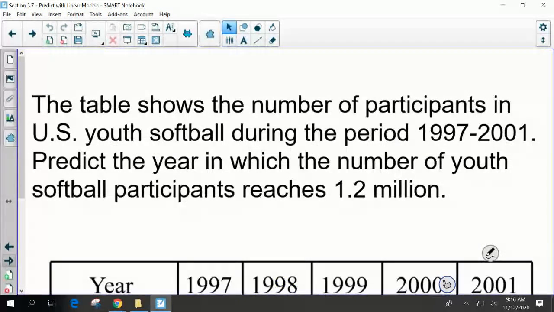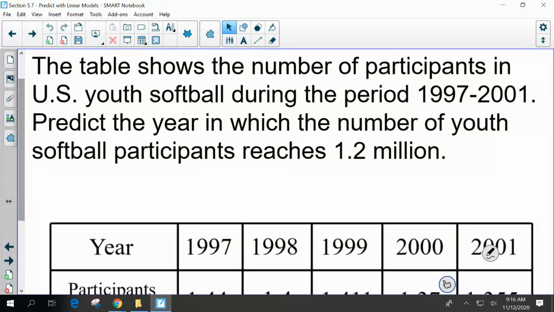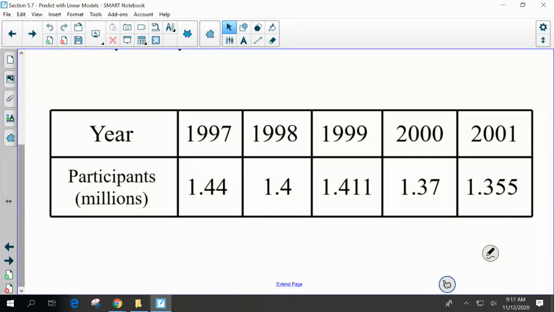All right, so this table shows the number of participants in U.S. youth softball during the period 1997 to 2001. Predict the year in which the number of youth softball participants reaches 1.2 million, okay? So here we have a graph or a chart we're looking at. So for example, if I'm asking predict when it is around 1.2 million, right? Is this going to be in between your data or outside of your data? So that's going to be outside of your data. So this is extrapolation. Okay.